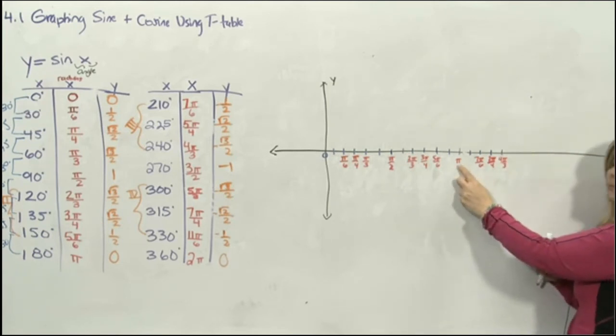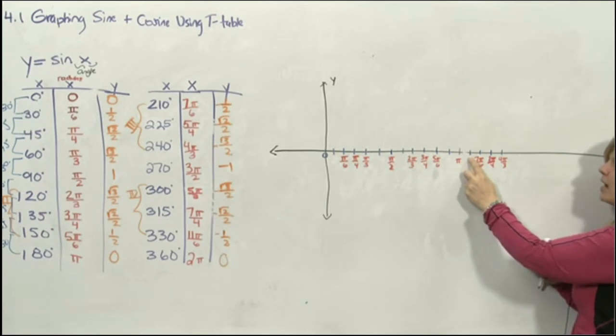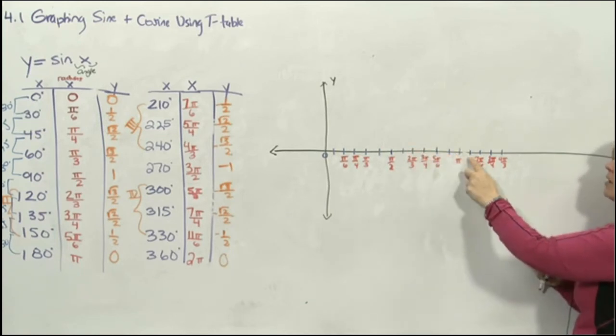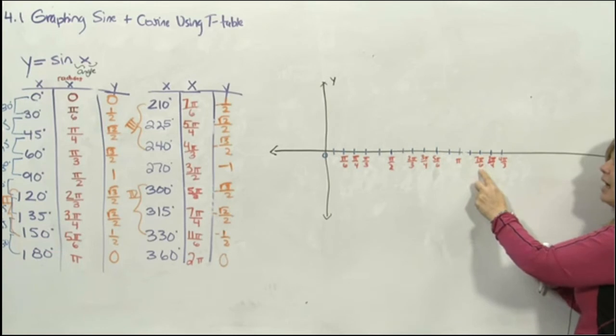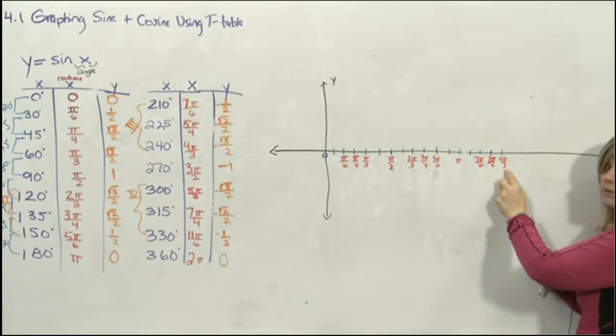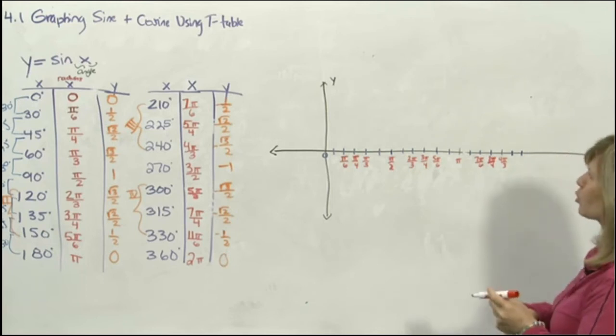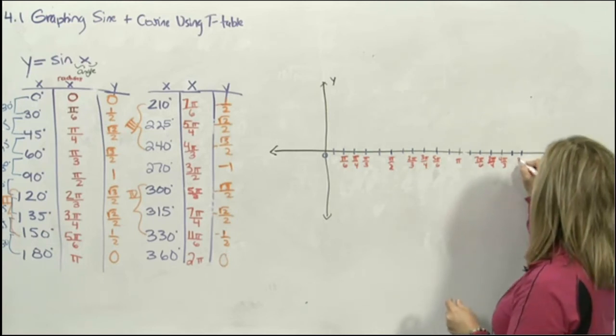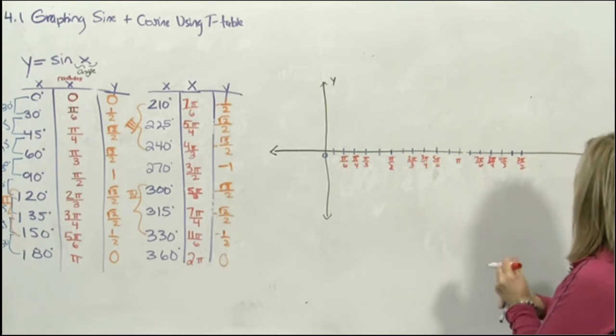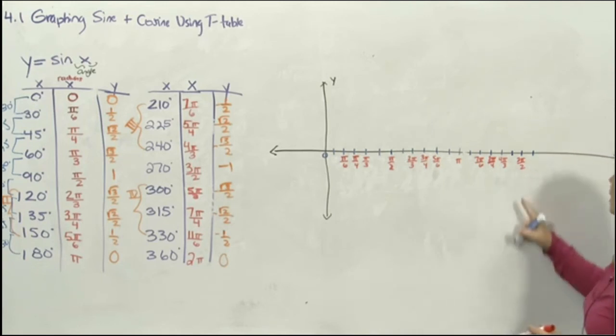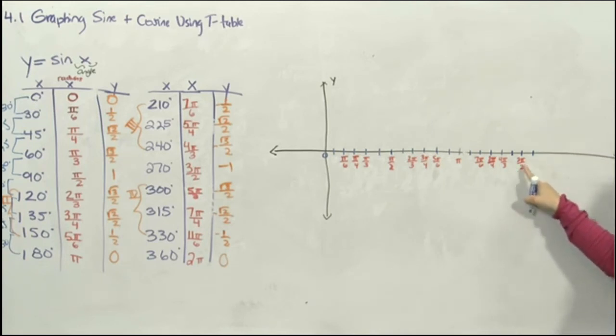Because think about it. This is 180. Add 15, that's 195. I don't have 195 there. Add 15, 210. Add 15, 225. Add 15, 240. Add 15, 255. I don't have that. That's why I'm skipping one. And I'll put the next quadrantal angle, which is 270, 3 pi over 2.